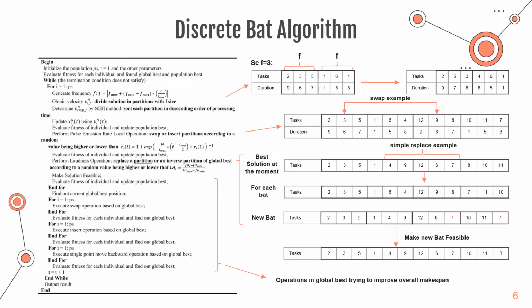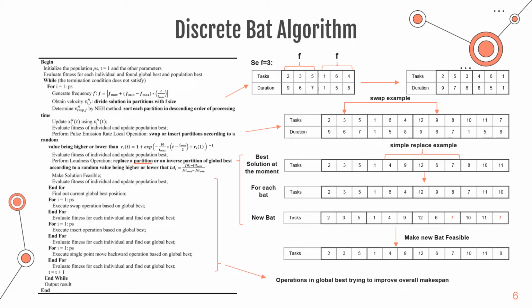So in terms of the algorithm, we start by initializing a random population of bats. Next, a value is generated between fmin and fmax that will represent the size of the partitions, which will be internally sorted in descending order of processing. Next, there are swap and insert operations between partitions, depending on the random value obtained. In the next phase, a part of the best solution is placed in each of the solutions of the population, and there is an adjustment to make them feasible. Finally, a set of operations are performed on the best solution so far in order to try to improve it. This process is repeated n times until the stopping criterion is reached.